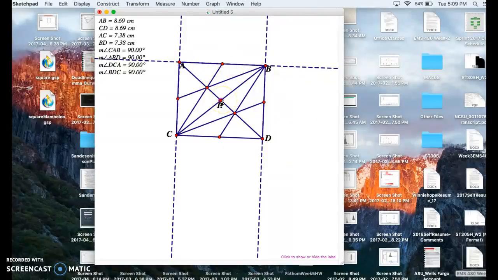Now it's just another thing to observe is that the diagonals of the rectangle meet at that same very point.